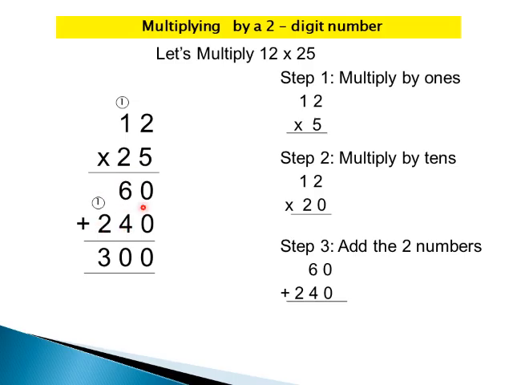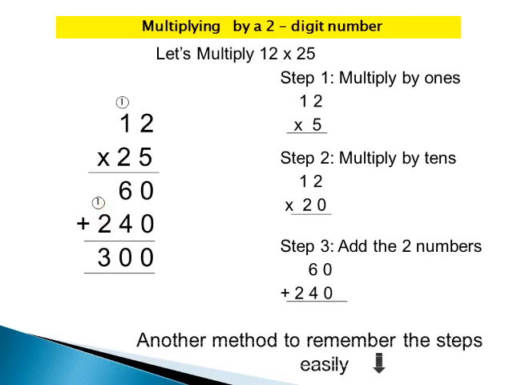Step 3. Add the two numbers, that is 60 plus 240. 0 plus 0 equals 0. 6 plus 4 equals 10. Write 0 down, carry over 1. 1 plus 2 equals 3. So, 12 multiplied by 25 equals 300.